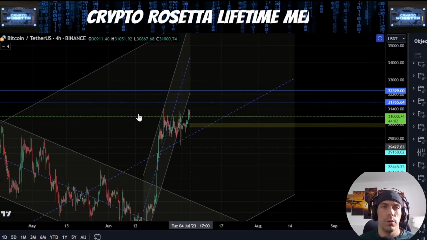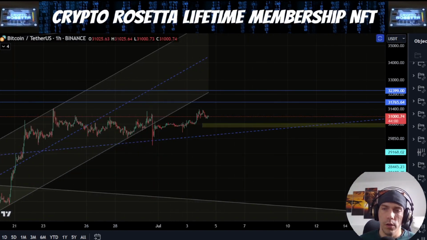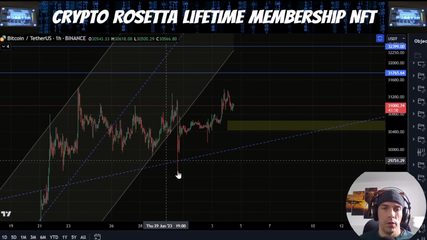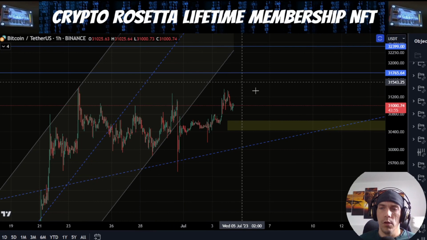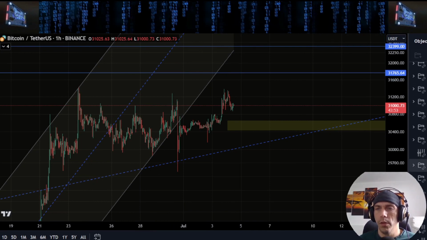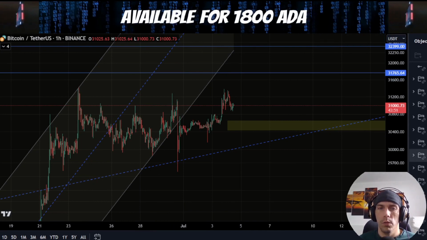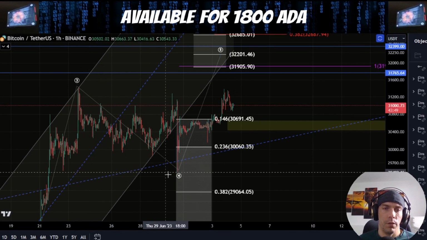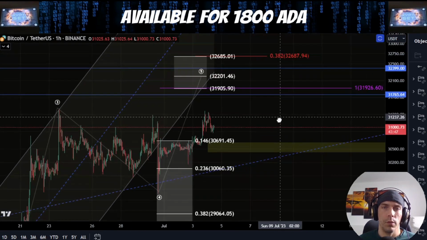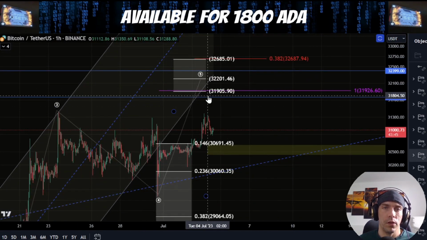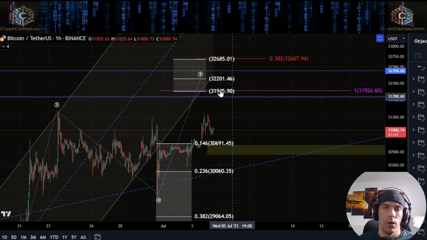There were a few ways that we were talking about these in the previous video. We're saying that potentially this could be completed into this low and we're looking for a 5th wave up. So within that idea, what we were talking about is the potential that this could be a 4th wave, and we're looking for this as a 5th wave, target area being this 32,685 to this 31,905.